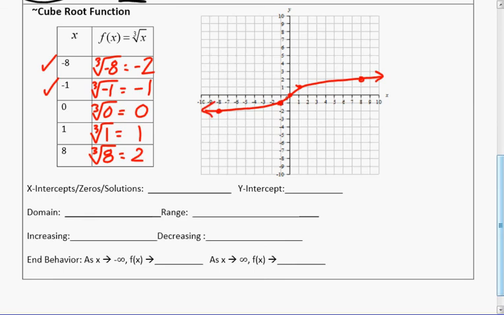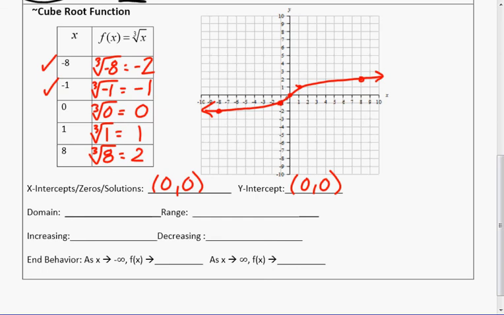Giving us this shape. So unlike its square root friend, this guy does not have an endpoint that goes on forever in all directions. All right, x-intercepts, zeros, and solutions. We see again that this thing, because it's a parent function, goes through the origin. So (0, 0) is where it crosses the x-axis, and it's the same point where it also crosses the y-axis.